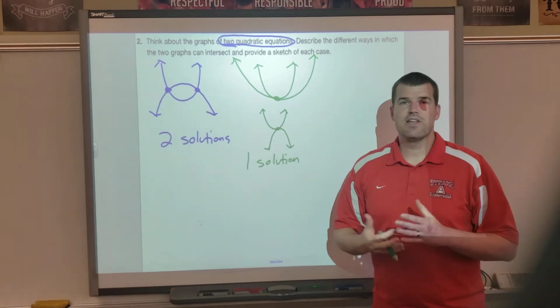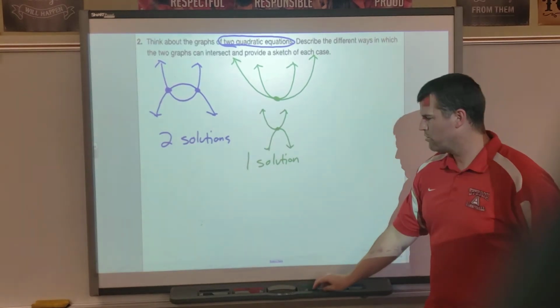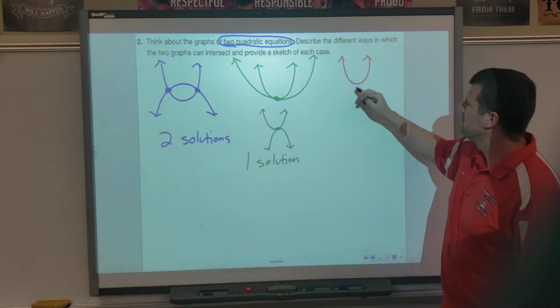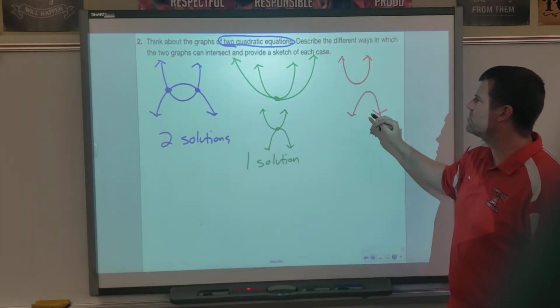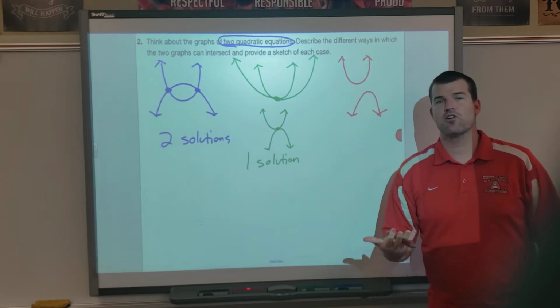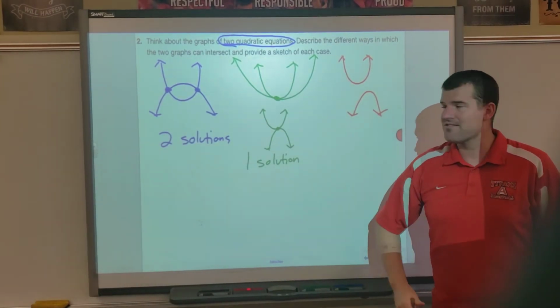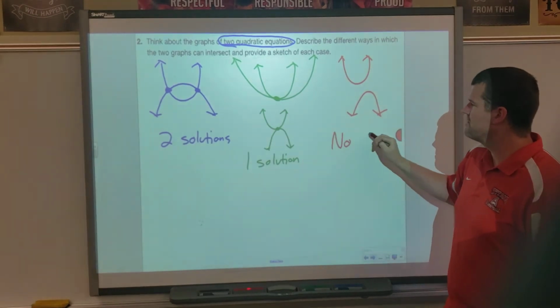Is it also possible to have no solutions? Well, of course it is, because I could have two parabolas that never touch. If these two parabolas never cross, where do they cross? Trick question. They never cross. So there are no solutions.